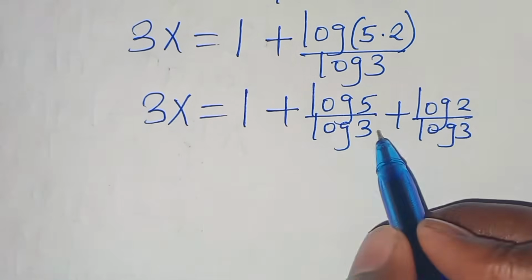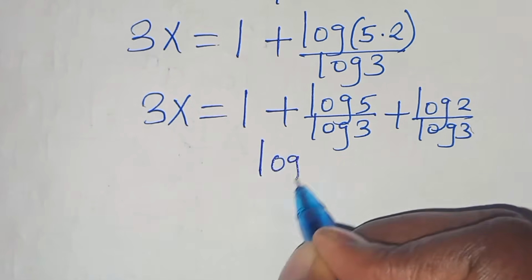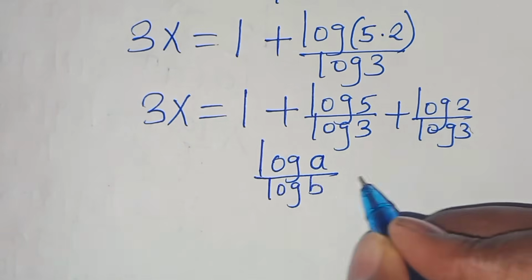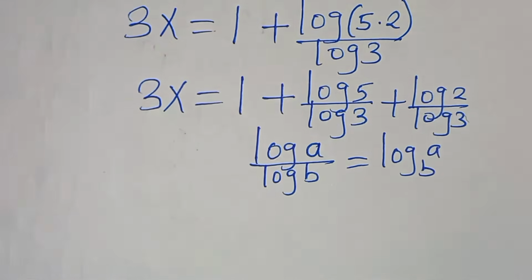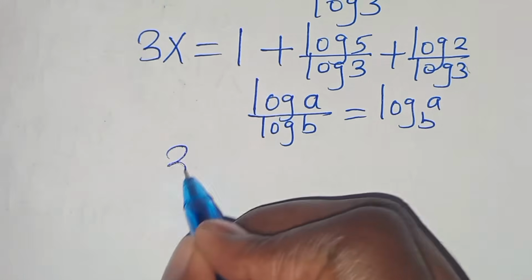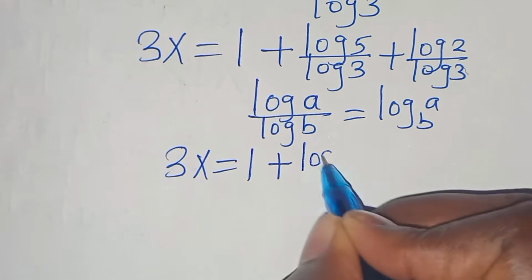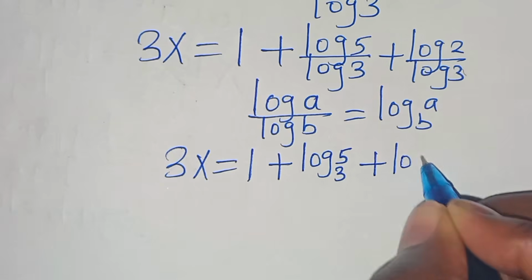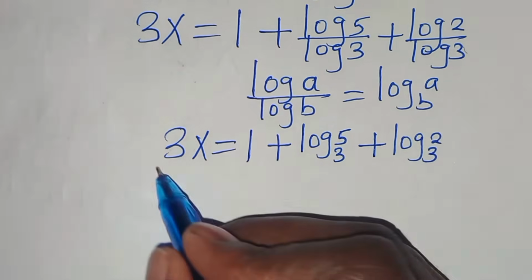Log 5 divided by log 3 and log 2 divided by log 3 are in the form of log a divided by log b, which essentially we can express as log a to base b. So we have 3x equal to 1 plus log 5 to base 3, then plus log 2 to base 3. So let's divide both sides by 3.